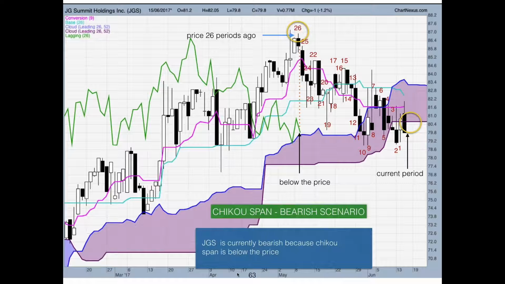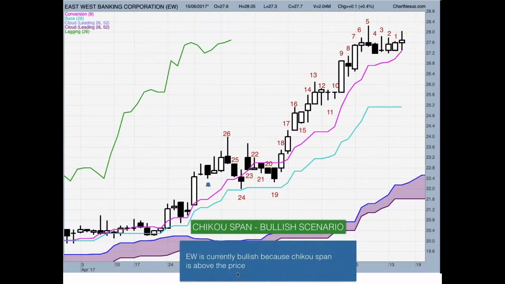If the Chikou span is lower than the price 26 periods ago, that would indicate that there is potential for more bearish price action to come since price tends to follow trends. So JGS is likely to keep going lower. This was the bearish scenario that is highlighted by the Chikou span.